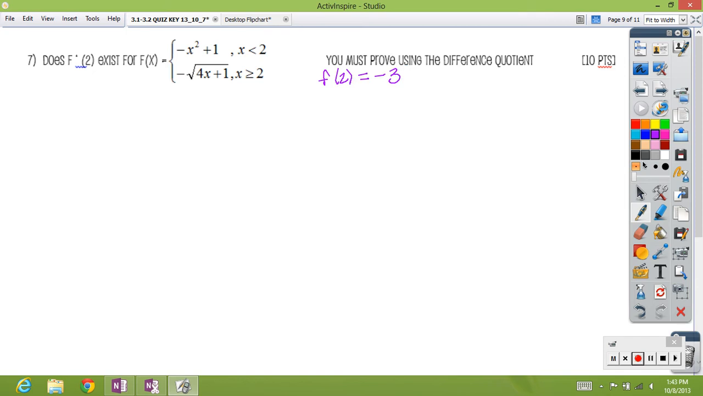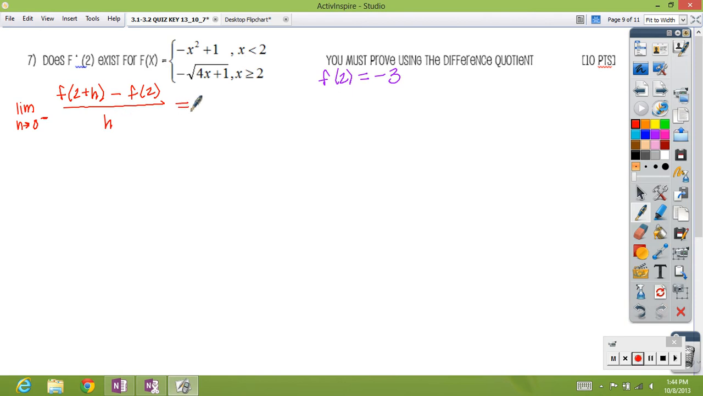Remember that? Okay, so a lot of you guys got this problem wrong, and the reason was when you were doing your limits, you forgot to do them from the left and right. So what I mean by that is most of you did this correctly. You wrote this, and then you also wrote f of 2 plus h minus f of 2 all over h.